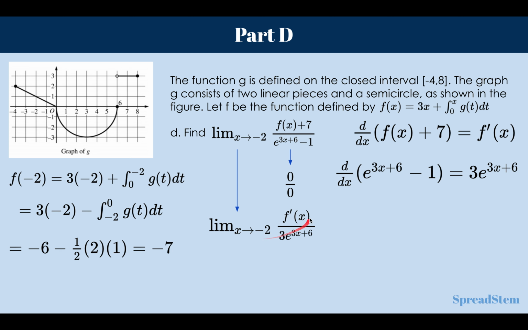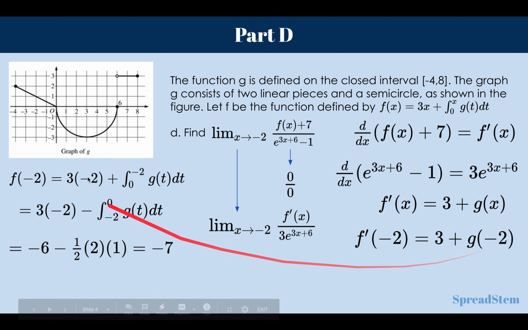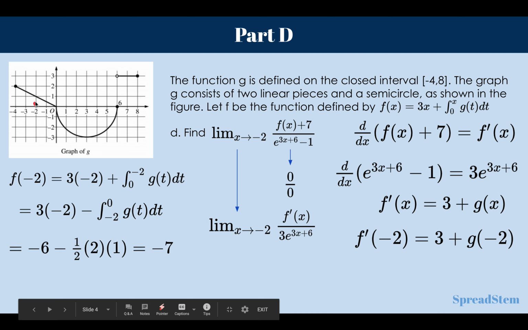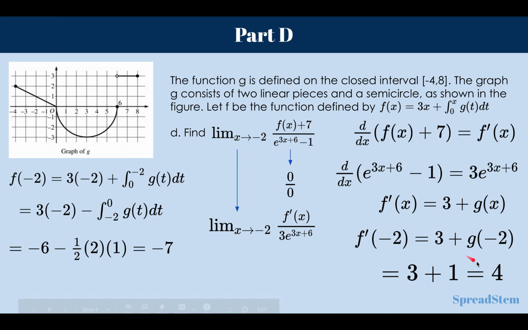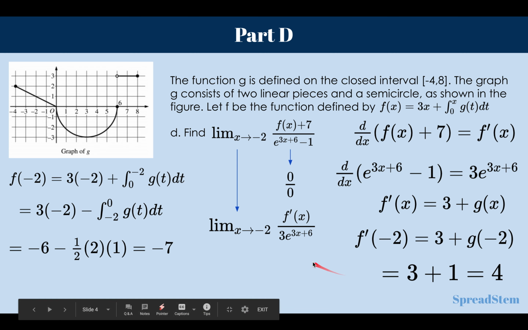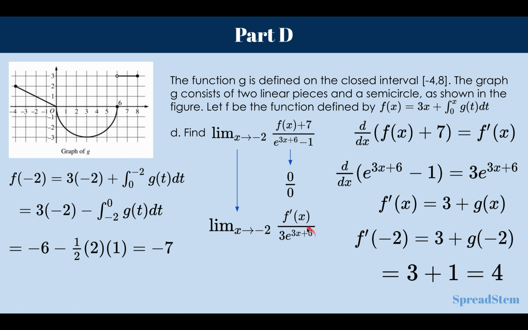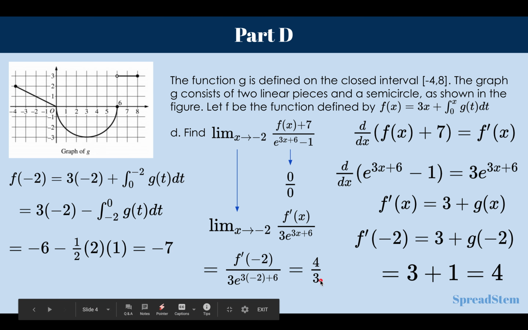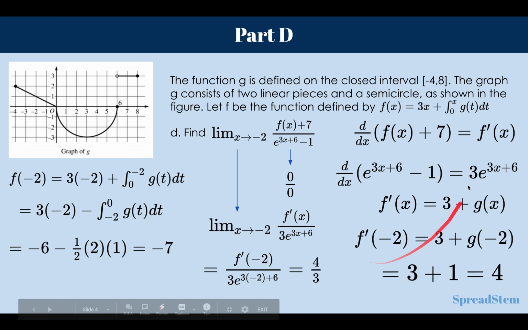Now we have to just plug in -2 and see what we get. We know that f prime of x equals 3 plus g of x from our previous examples. When we plug in -2, we get 3 plus g of -2, and since g of -2 is just 1, f prime of -2 is 4. When we plug in -2 to the denominator, we see e to the power of 0, which is 1. So we get 4 over 3. And we found this limit using L'Hopital's rule and these derivatives.